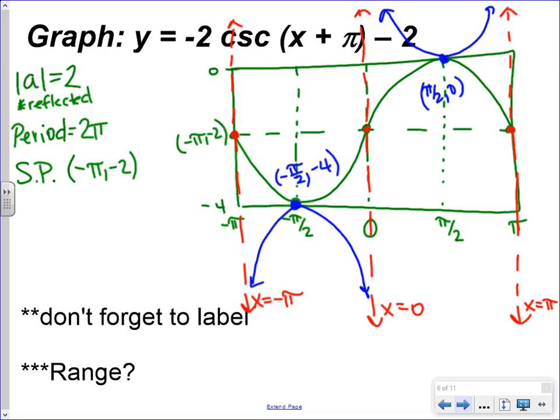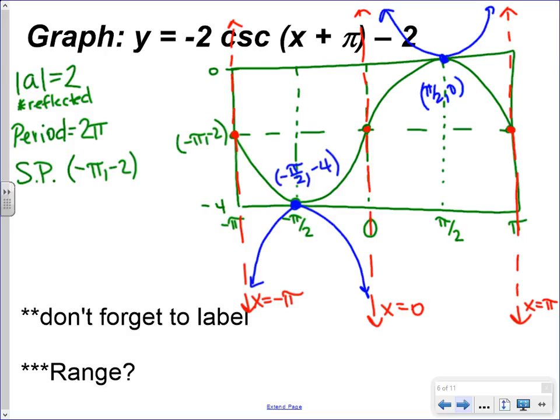The domain and range. The domain of this function. Is the domain all real numbers? No. What is breaking up the domain of this function? Asymptotes. And our asymptotes happen every consistent length, right? So in this case, they're happening every pi. But in a different graph, they may be happening every 2 pi. In a different graph, they may be happening every pi over 4.